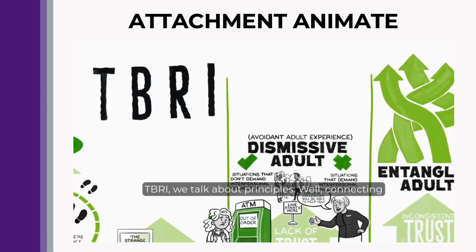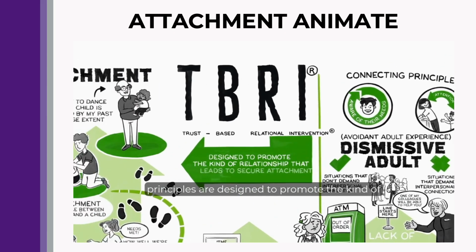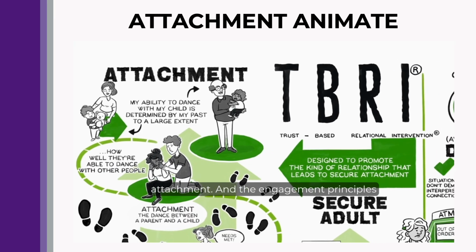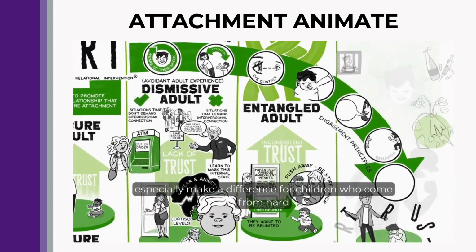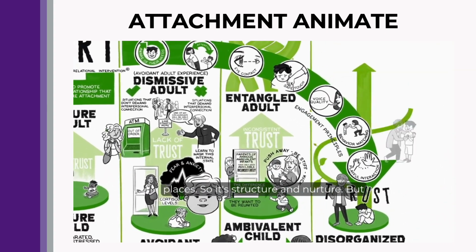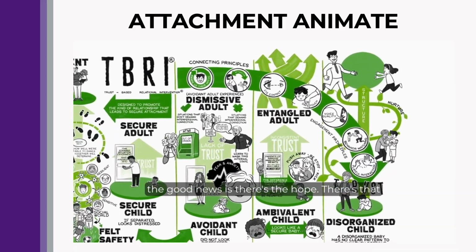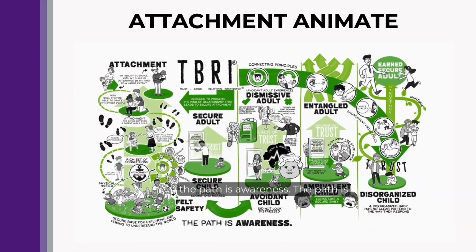In TBRI, we talk about principles. Well, the connecting principles are designed to promote the kind of relationship that leads to secure attachment. And the engagement principles especially make a difference for children who come from hard places. So it's structure and nurture. But the good news is there's the hope that comes from knowing that this can be done. And the path is awareness. The path is mindfulness.